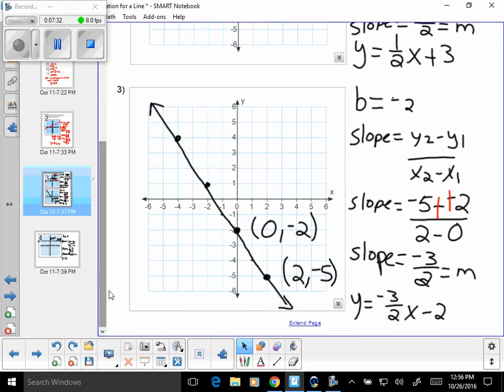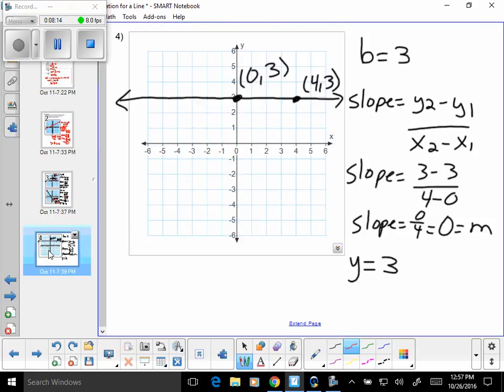For number 3, my intercept is down here at 0, negative 2, so my b is negative 2. I use my slope. This is going to be x sub 1, y sub 1. Again, can't get away from working with negatives here, but at least I can keep my x positive, so I chose 2, negative 5. Even if you chose one of the other points, you will still get negative 3 over 2. And my equation is then going to be negative 3 over 2x. Remember, it would have been plus negative 2, so I write it as negative 3 over 2x minus 2.